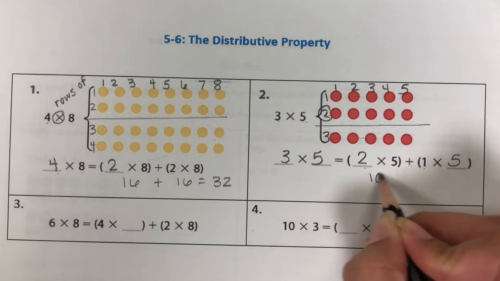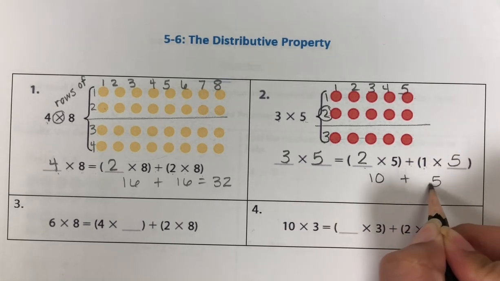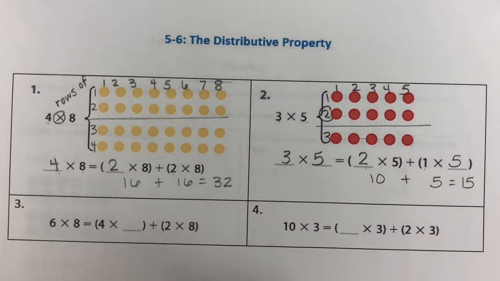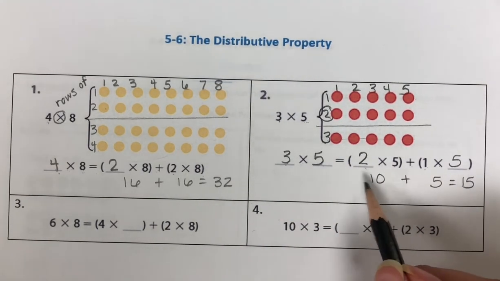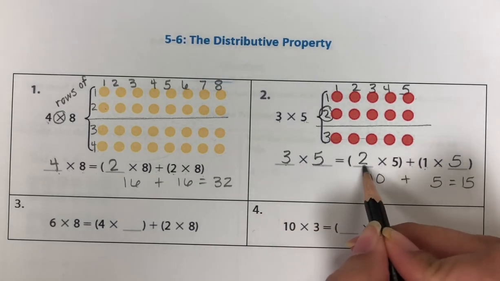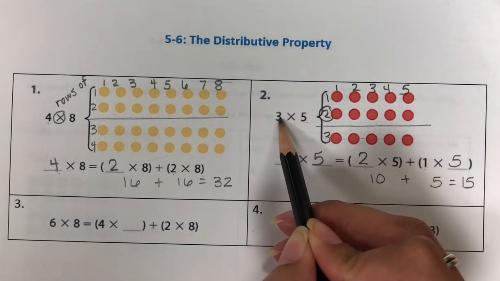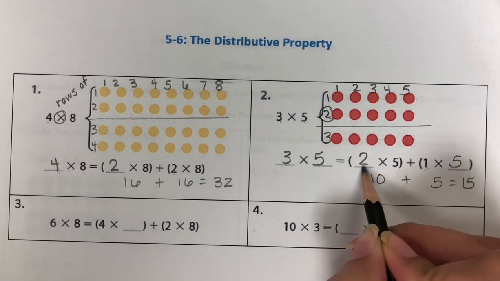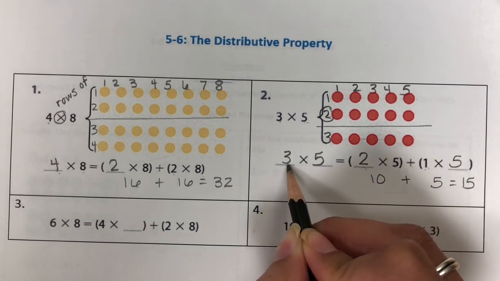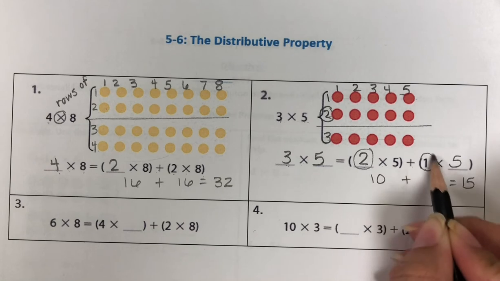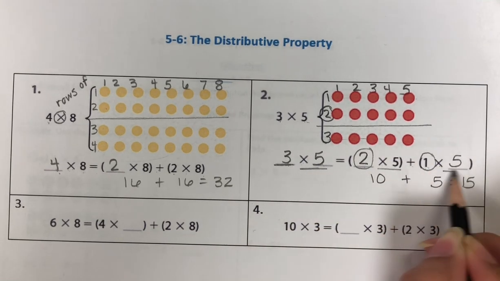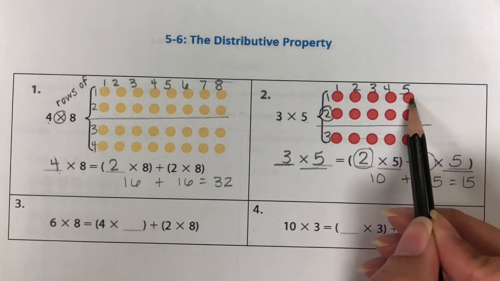2 times 5 is 10 plus 1 times 5 is 5. Still equals 15. 3 times 5 is 15. So taking a look at this again, boys and girls, the first factor is the factor that changes. And the first factors in the parentheses are going to equal the sum of the original first factor. 2 plus 1 equals 3. Times 5 stays the same all the way across because we're not changing the 5.